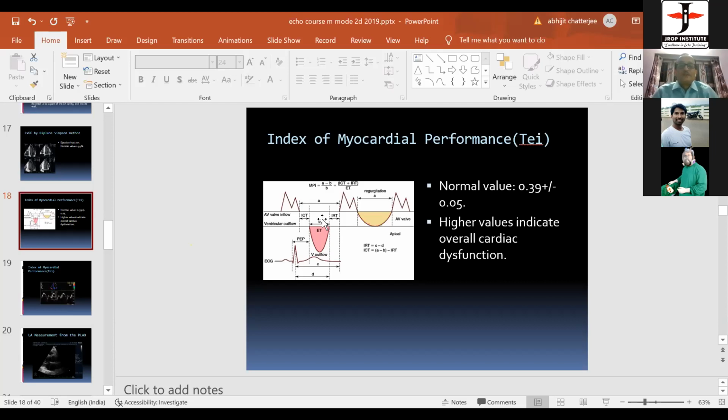Here, your measurements can be absolutely wrong. In those patients, Samrat, what exactly do we do? Sir, we take the E to E prime ratio.